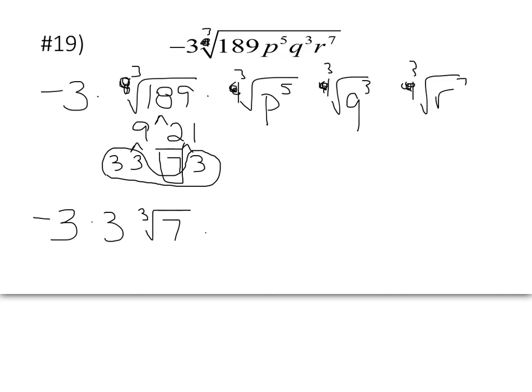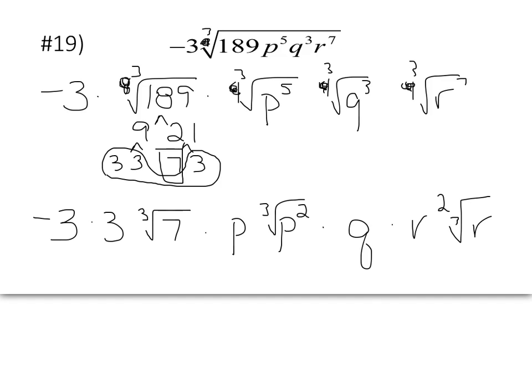And then here, I have 5. If I take 3 of them, I have 2 left. So that means I'm going to bring a p out front. And then I'm left with 2 p's on the inside. And then here, if I take out 3, that's all of them, so I'm just going to bring a q out front. And then here, how many times does 3 go into 7? 2 times, so 2 r's come out front, and 1 stays inside.